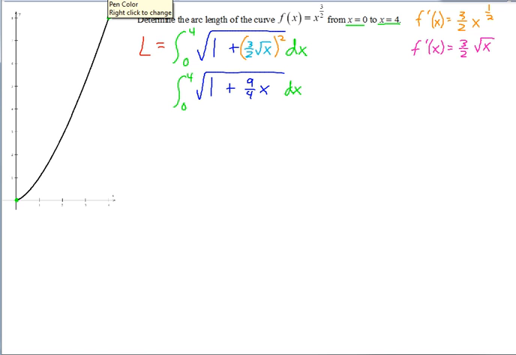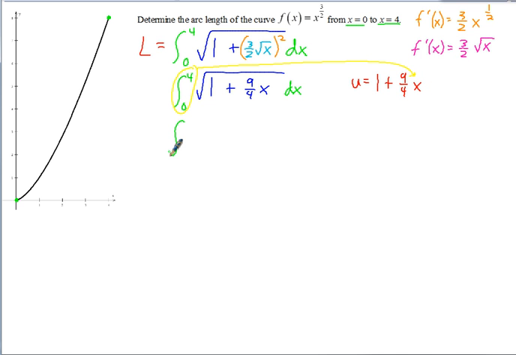And then in order to integrate this, we have to use the technique of u substitution. Notice we have a function inside the square root, so we can set u equal to 1 plus 9/4 x. But since this is a definite integral, and we'll use u substitution on a definite integral, you have to convert your lower and upper limits to be in terms of u.